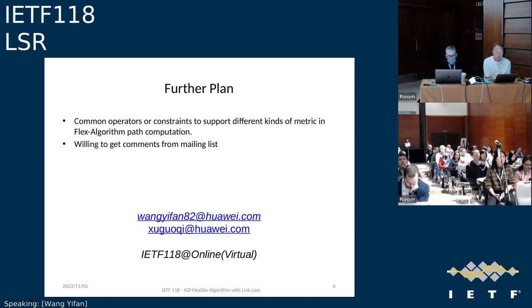So for some future plans, we can consider some common operators or constraints to support different kinds of metrics in flexible algorithm path computation. For example, we can consider fractions or Gauss functions as the operator and combine them into a merged cost. So that's all. Thanks.